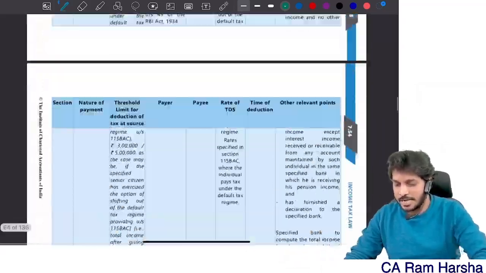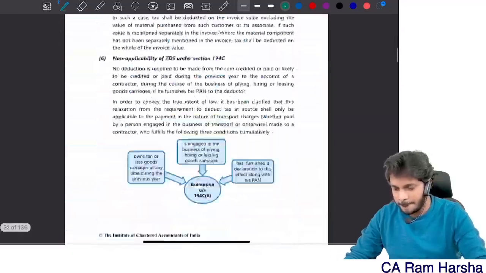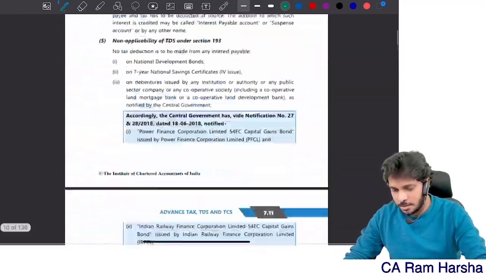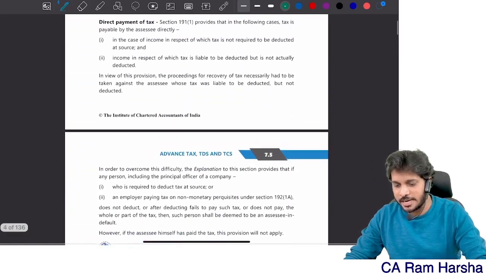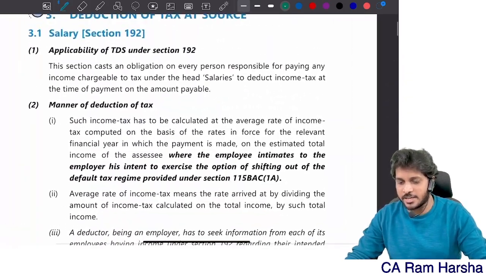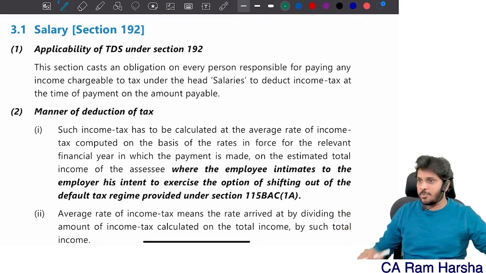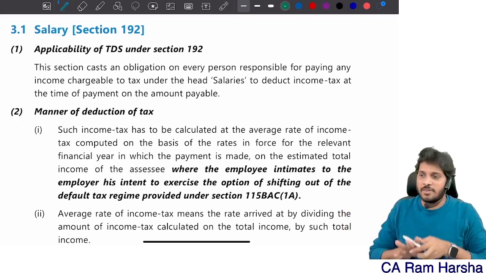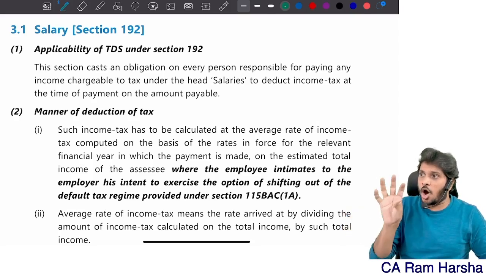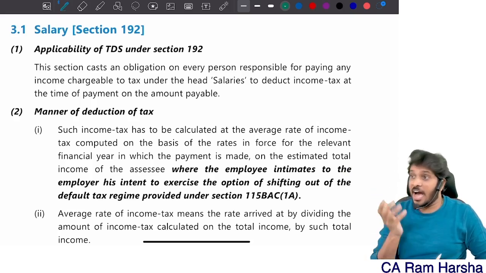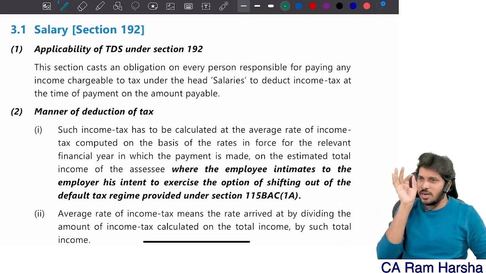TDS on salaries. So at what rate will TDS on salary be applicable? They say average rate. In reality we don't even compute the average rate. I know very well how much salary I am paying my employee throughout the year. I already know the components of salary I am paying, and I know very well what deductions he will get and what deductions he will not get.